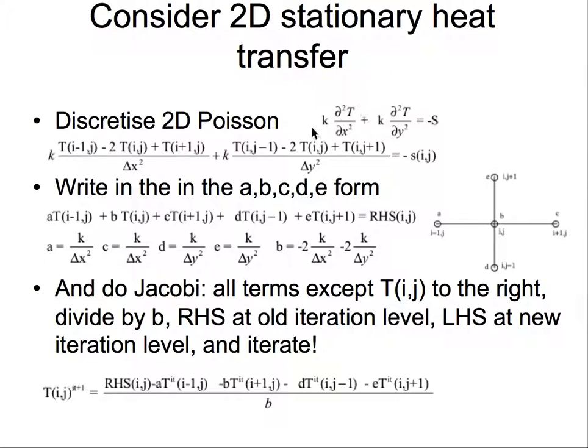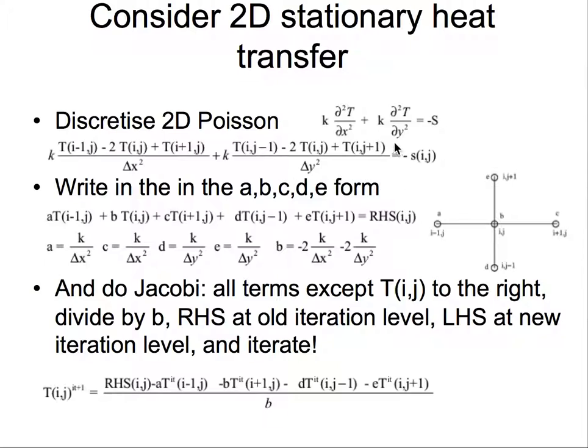This goes exactly the same for the discretization. Discretization is exactly the same as for the 1D case, except for the fact that we have to indicate that the second index is kept constant. The second index is j, which is constant in this expression. It always has the same value, and the i index varies from i minus 1 to i plus 1, just as for the 1D case.